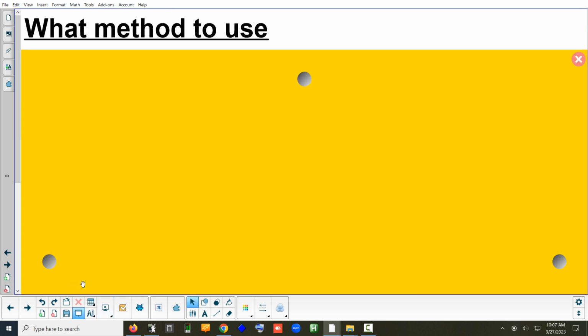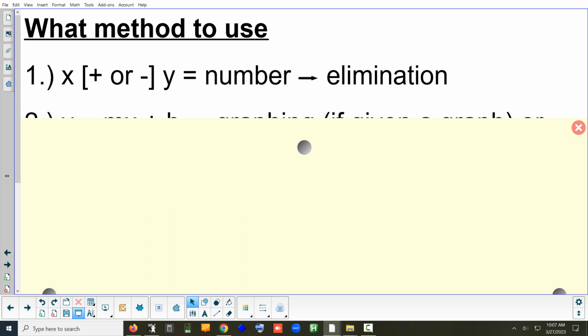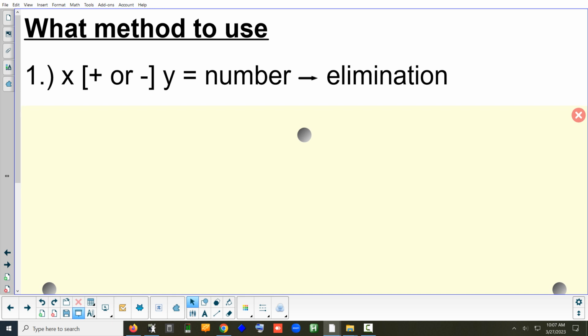So how do you know which method to use? Are we going to use elimination? Are we going to use substitution? Or are we going to use graph? We've learned 3 ways to do it. Well, if your equations are set up x, and then a plus or minus, and then a y, and then an equals, and then a number, we're going to use elimination.